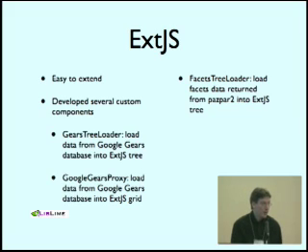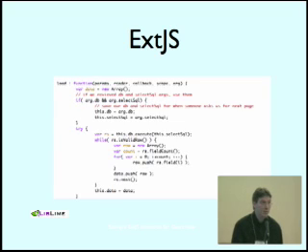ExtJS components normally expect data as JSON or XML from the server, and I've modified these to expect data from the SQLite database. And just to show you what that looks like, it's a very simple overloading of the load function to load data in the format ExtJS is expecting. So that's another nice feature that ExtJS provides.